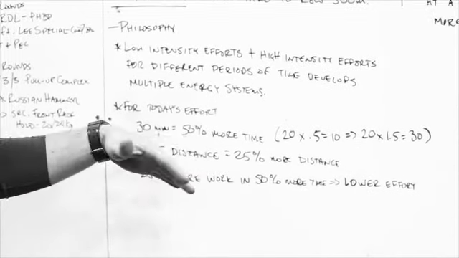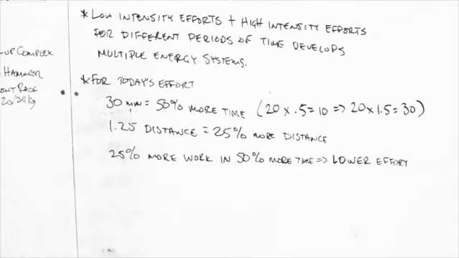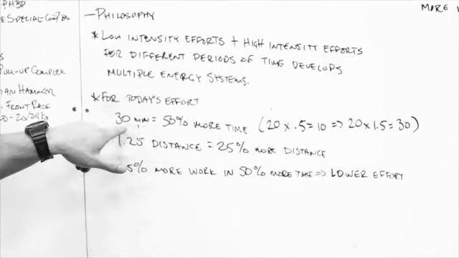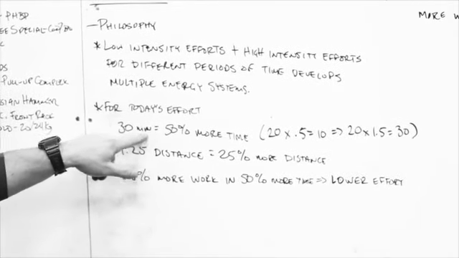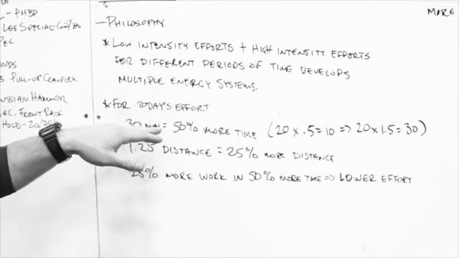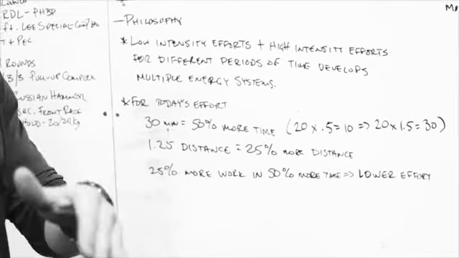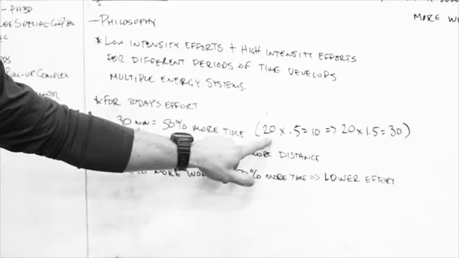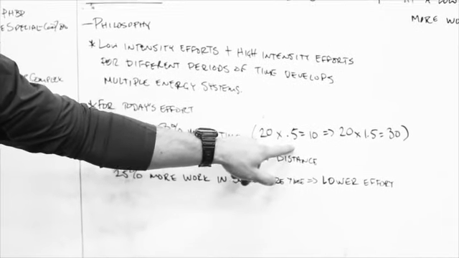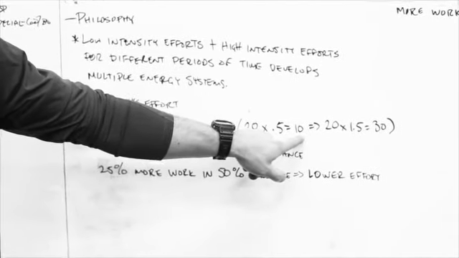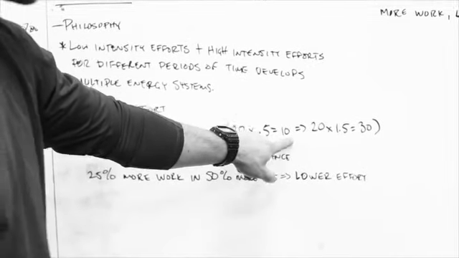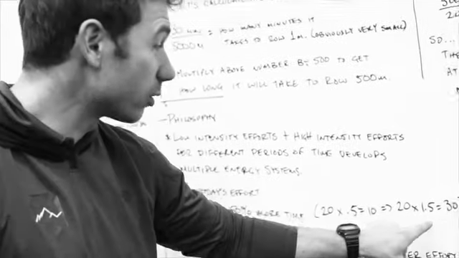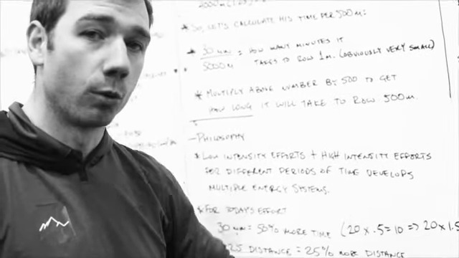So for today's effort in general, and we'll look at step-ups in a second, we have 30 minutes to do the row, for example. Well, 30 minutes is 50% more time than the assessment. The assessment was 20 minutes. If we take 20 minutes and multiply it times 0.5, or 50%, we get 10. If we then add that 10 back into the 20, so 20 times 1.5, we get 30 minutes. So it's 50% more time that we're going to do the work.